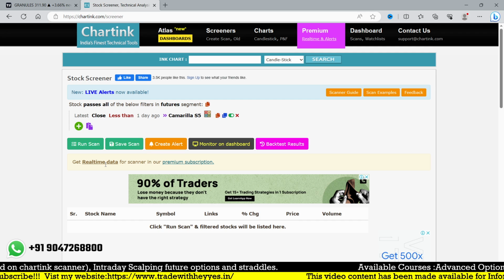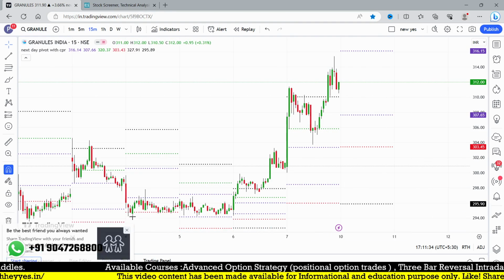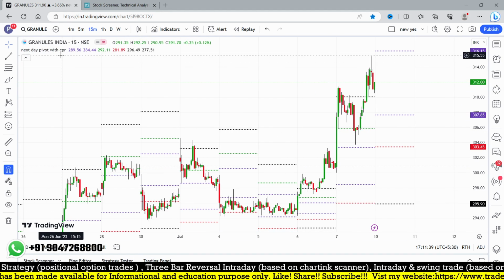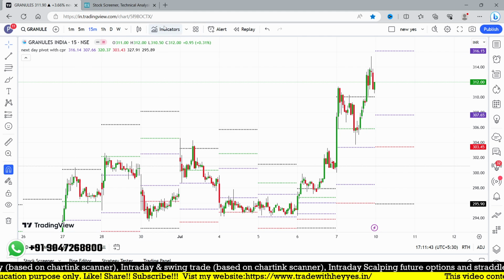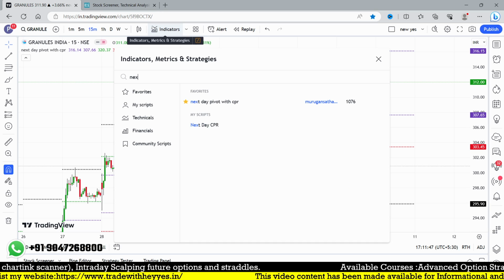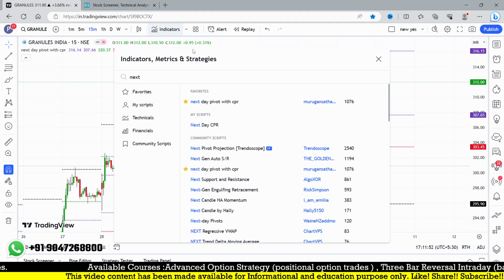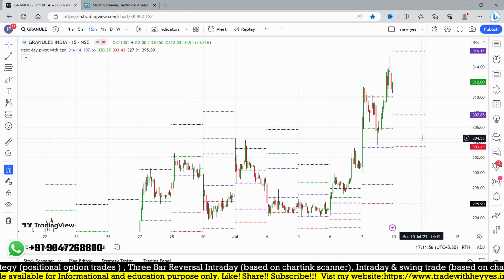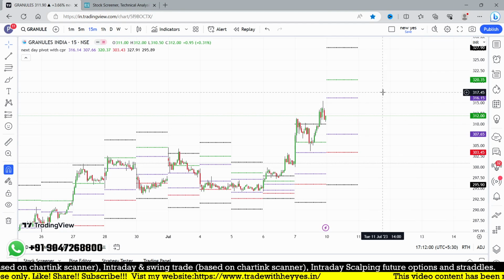Okay, so we find out the particular next day Camarilla levels by using one of these scanners, the next day pivot with the CPR, one of the indicators available in TradingView. I found this out while helping one of my students, Piyush Bondi. He was suggesting that by using this scanner I could simply find the next day Camarilla pivot. CPR is always available.